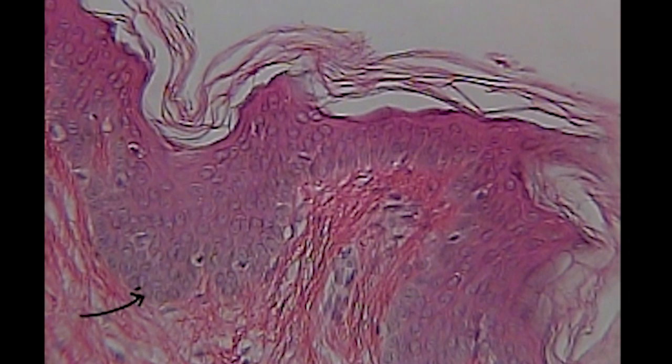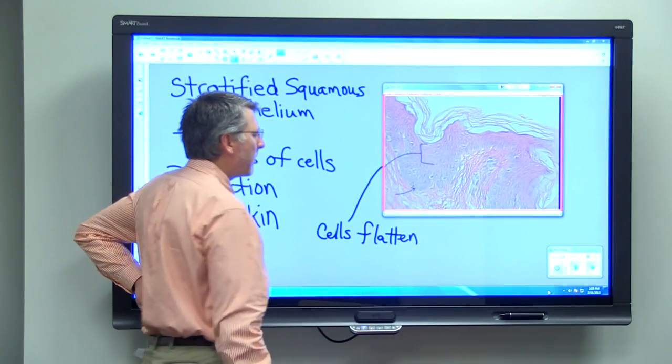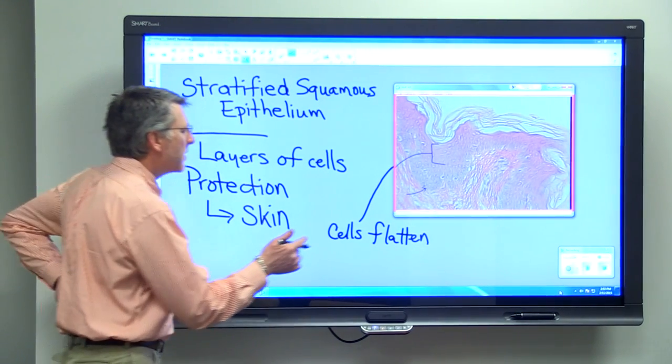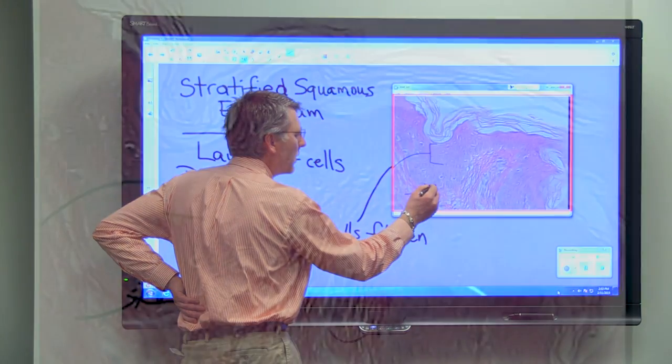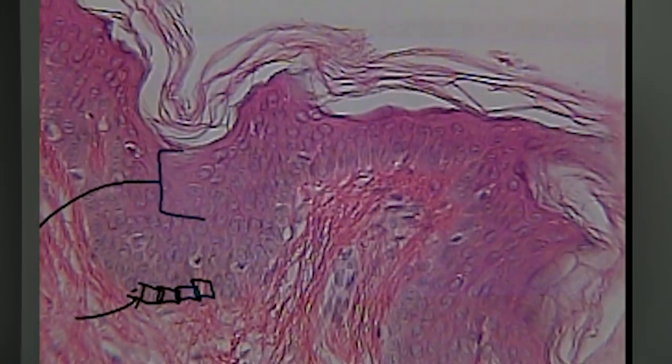But one thing that is important to notice, and you can see it particularly in this area, is that the cells tend to flatten out as they move up. Now, you'll learn about this more when you study the integumentary system, but this first layer of cells, which are sort of cube-shaped cells, this layer of cells is the one that undergoes cell division.